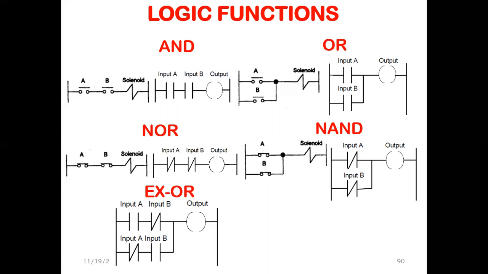In OR logic, if any one of the inputs is enabled, the output will be enabled. In a NOR gate, if both the inputs are 0, then only the output will be there. In a NAND gate, if any one of the inputs is 0, the output will be there, because here they are using normally closed relays. In XOR condition, they are using 1 and 0. That means if any one of the inputs is 1, the output will be available. This is the concept used in the XOR.